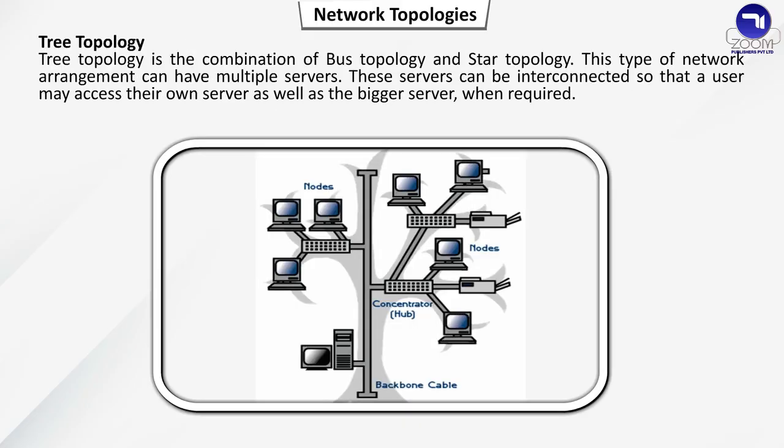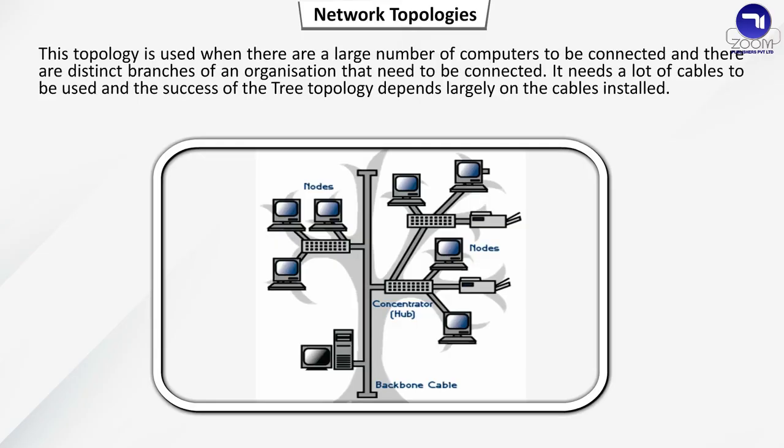Tree topology. Tree topology is the combination of bus topology and star topology. This type of network arrangement can have multiple servers. These servers can be interconnected so that a user may access their own server as well as the bigger server when required. This topology is used when there are a large number of computers to be connected and there are distinct branches of an organization that need to be connected.